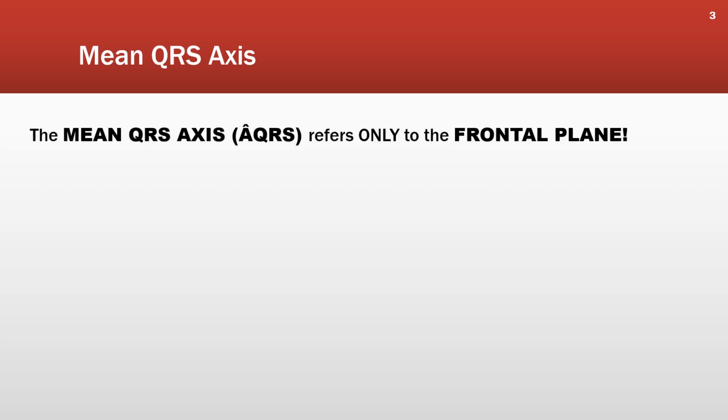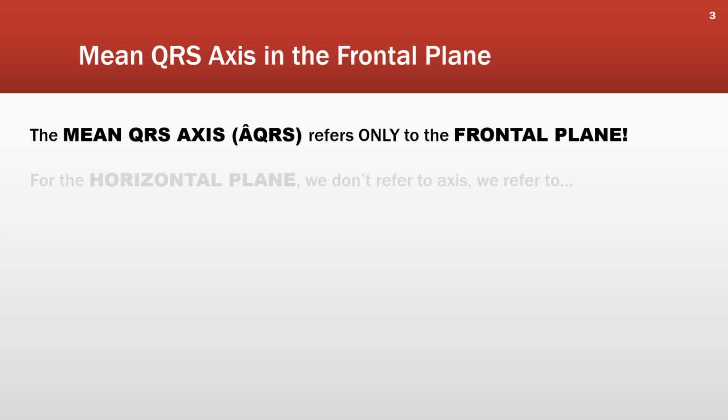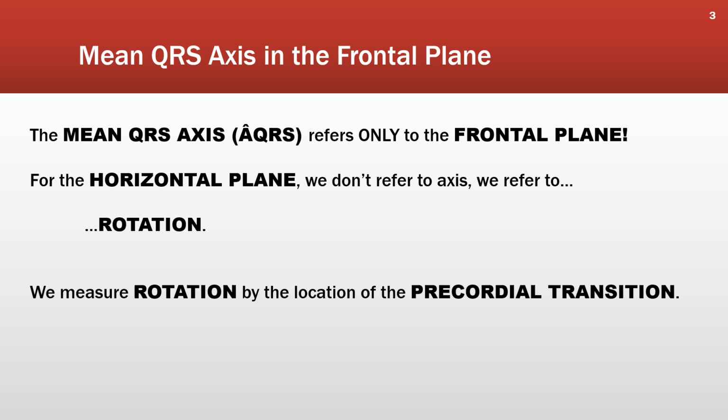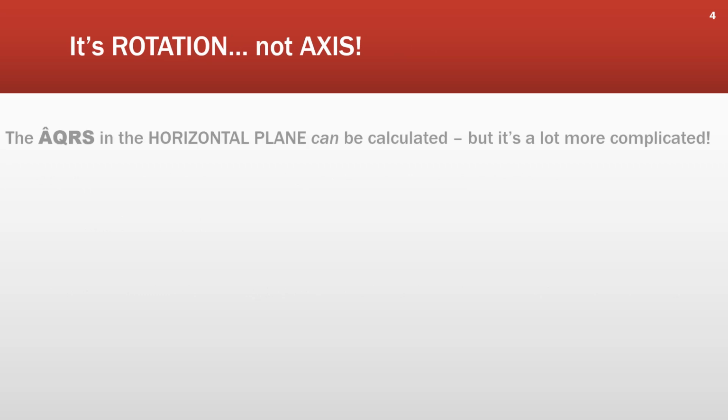Let's talk a little bit about the mean QRS axis. The mean QRS axis refers only to the frontal plane. For the horizontal plane, we don't refer to axis. We refer to rotation. We measure rotation by the location of the precordial transition.